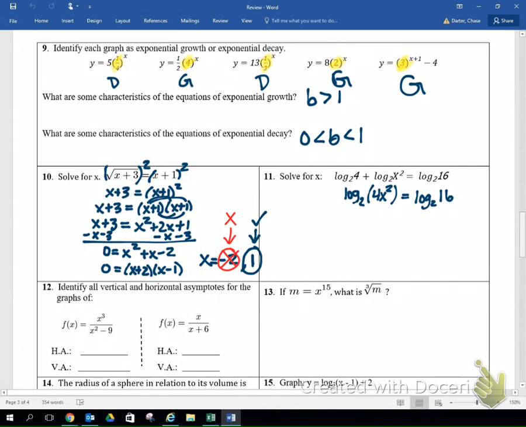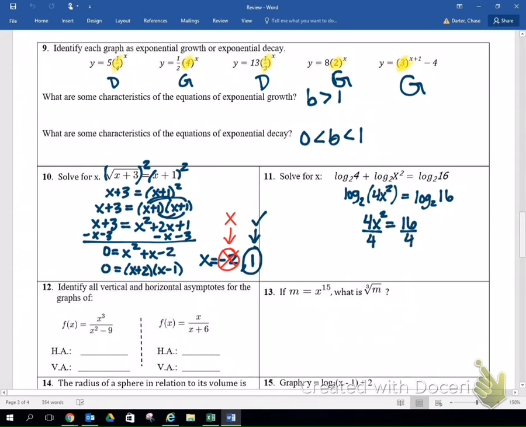Well, now we have log base 2 of 4x squared equals log base 2 of 16. Well, the definition of an equal sign means that we have to have the same thing on both sides. So if I have log base 2 of something equals log base 2 of something, those somethings have to be equivalent, which just means that we get to say that 4x squared equals 16, because whatever the two inputs of the logs are on either side have to be equivalent. They have to be the same for this to be true.